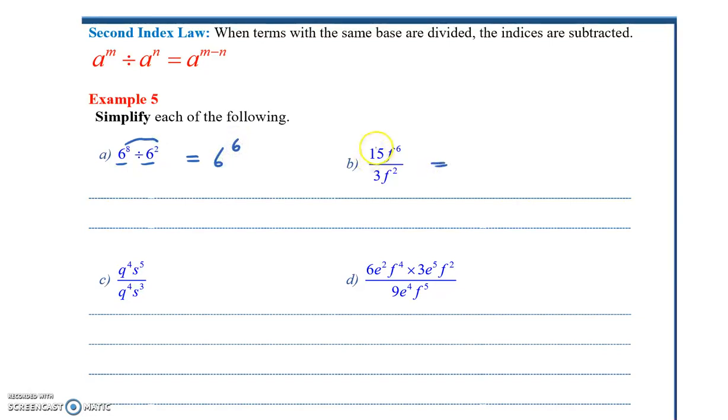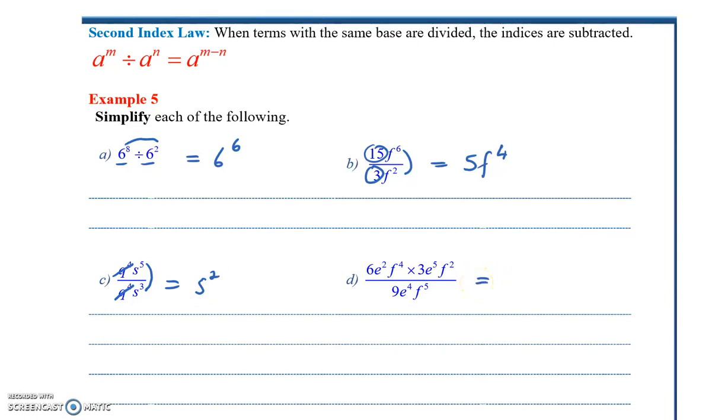In our next question, 15 divided by 3 is 5. f to the 6 divided by f to the 2 means we subtract our powers, so 6 take 2 is 4. In question C, we have multiple variables, q and s. We'll complete our q's first. q to the 4 divided by q to the 4 is going to cancel out. You're then left with s to the 5 divided by s cubed. Taking those powers away, 5 take 3 is 2, s squared.